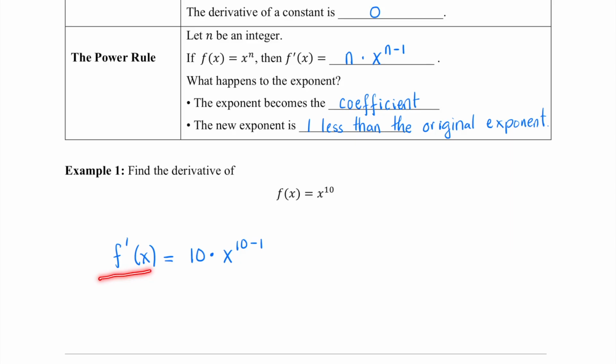So we have f prime of x equals 10 times x raised to the 10 minus 1. And 10 minus 1 is 9. So we have 10 times x to the 9th. And this is our final answer. So the derivative of x to the 10th is 10 times x to the 9th.